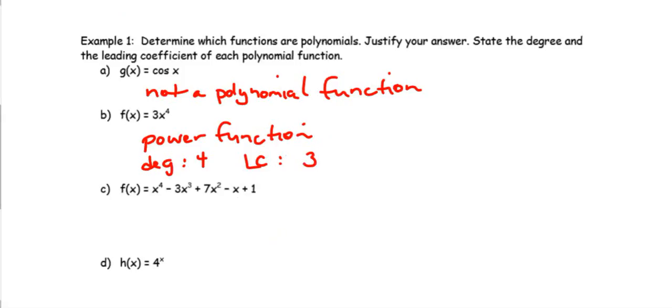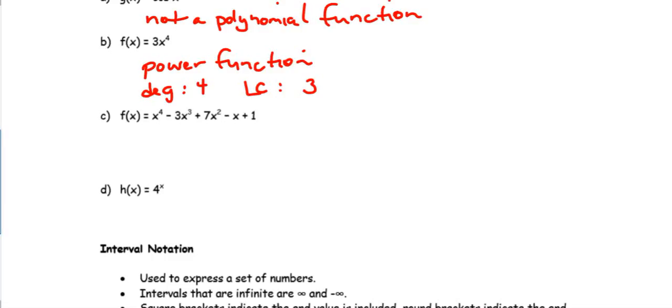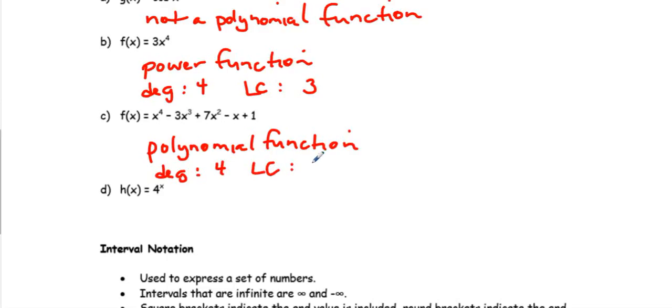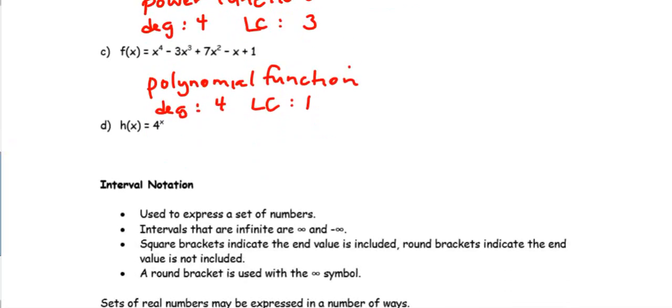Let's look at the next one. Does it satisfy the criteria? These are all whole numbers here. So I'm going to say this is a polynomial function, and its degree is 4, and its leading coefficient is 1. And the last one has a variable in the exponent, not a whole number, so this is not a polynomial function.